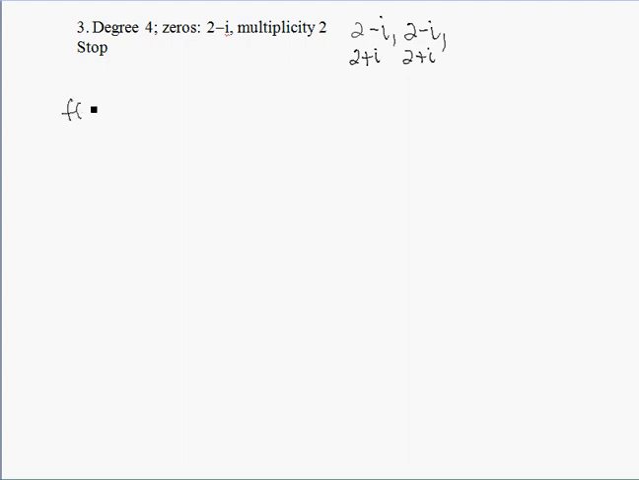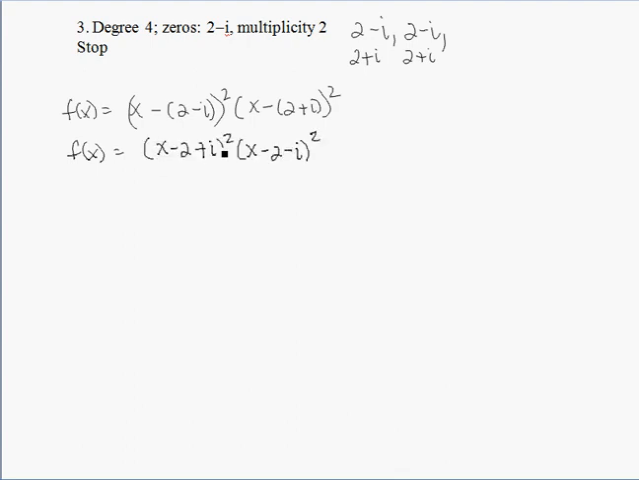So if we write out the function, we do x minus 2 minus i squared, because there's 2 of them, x minus 2 plus i squared, because there's 2 of those, and each one of them has a multiplicity of 2. So I'm going to rewrite it without this. Assume I distribute the negative. And then since both of these are squared, I'm just going to write it as x minus 2 plus i, x minus 2 minus i, and then the same thing again. x minus 2 plus i, x minus 2 minus i. So therefore there are 2 of these and 2 of those.